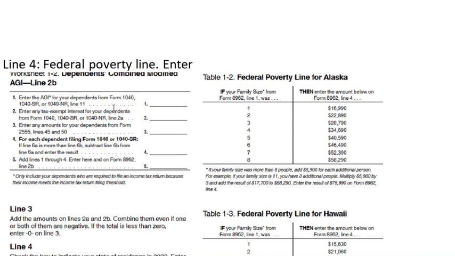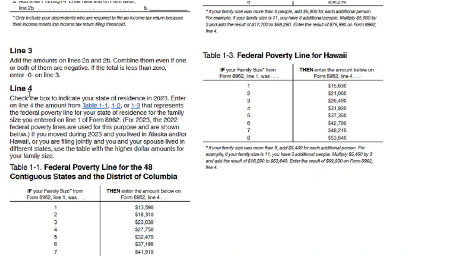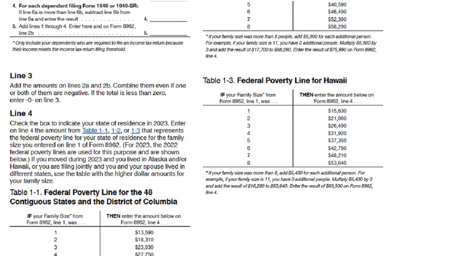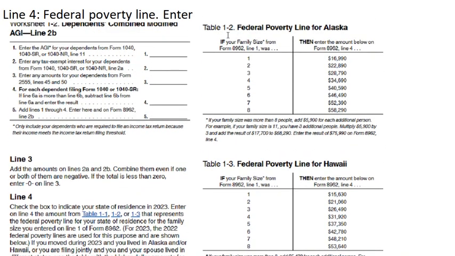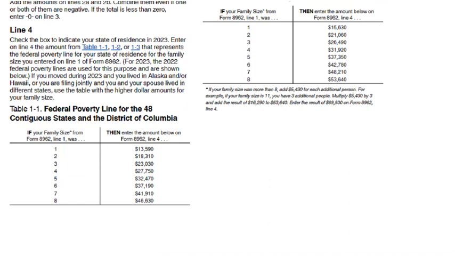And line 4, this is line 4 here. There are 3 tables, table 1-1, table 1-2, and table 1-3. Table 1-3 is for people who live in Hawaii, table 1-2 is for people who live in Alaska, and the other 48 states use table 1-1.